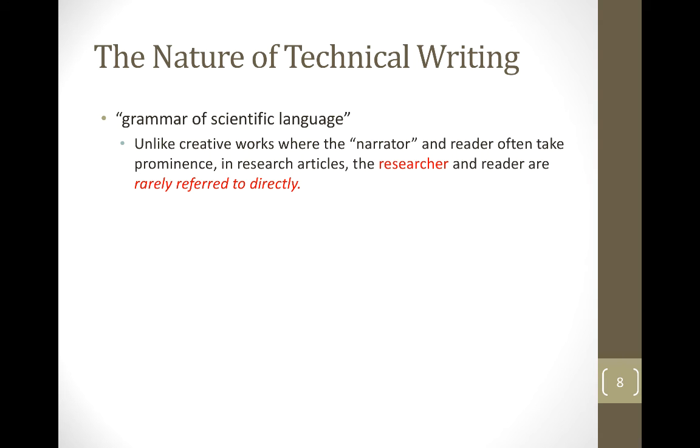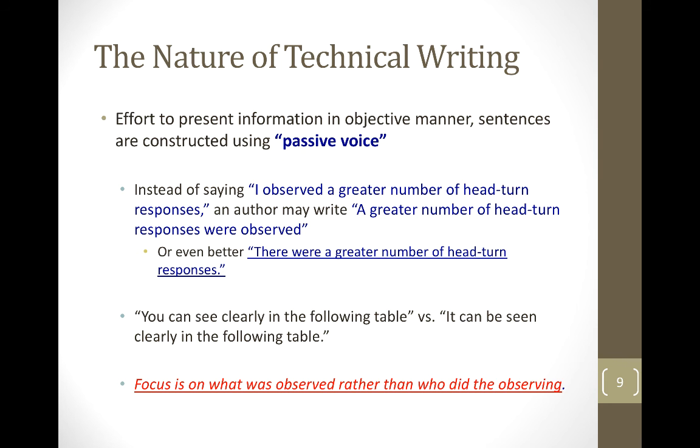In the grammar of scientific language, unlike creative writing, there's no narrator. The reader takes prominence in the research article, and the researcher is rarely, if ever, referred to directly. So there's an effort to present information in an objective manner, and sentences are constructed using a passive voice. Instead of saying, I observed a greater number of head turn responses, the author may write, a greater number of head turn responses were observed, or even better, there were a greater number of head turn responses. So you could see with each example, it's getting more and more precise.